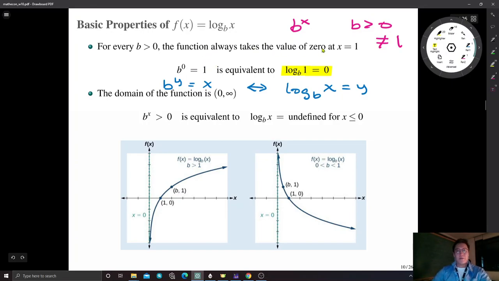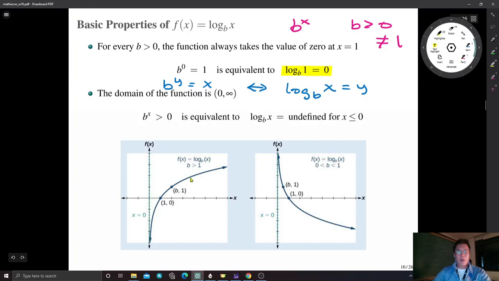So the logarithm always passes through the point (1, 0). When x is equal to 1, the logarithm takes a value of 0, so it goes through the point (1, 0).